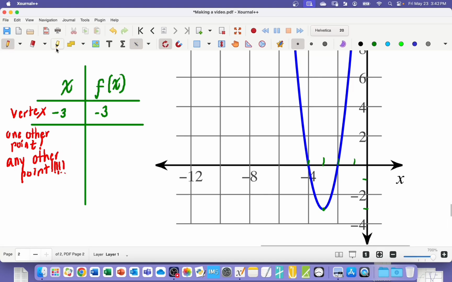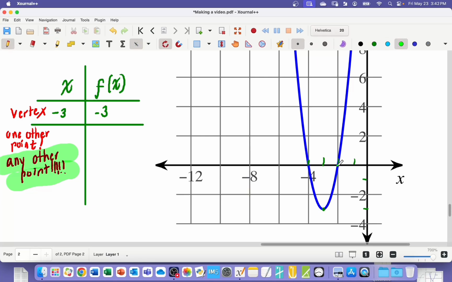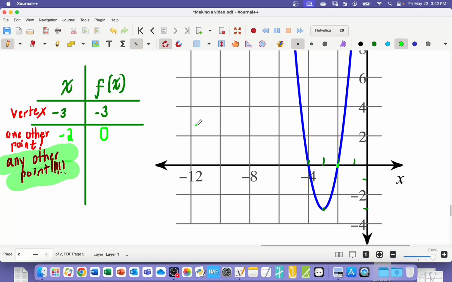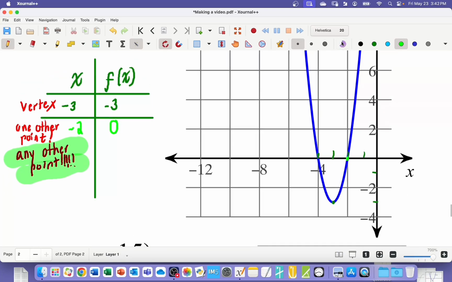Any other point. Well, we have a lot to choose from, technically, but I know that (-2, 0). Okay, I'm ready to go now. I'm ready to solve for whatever.